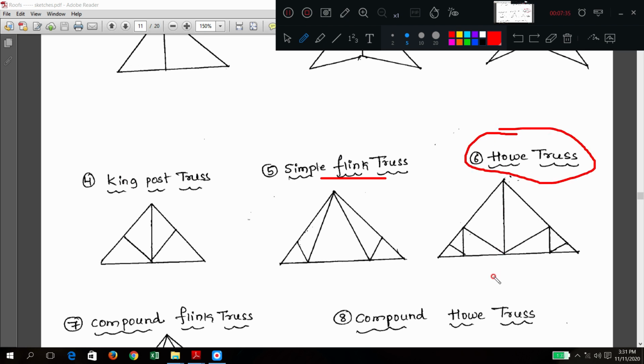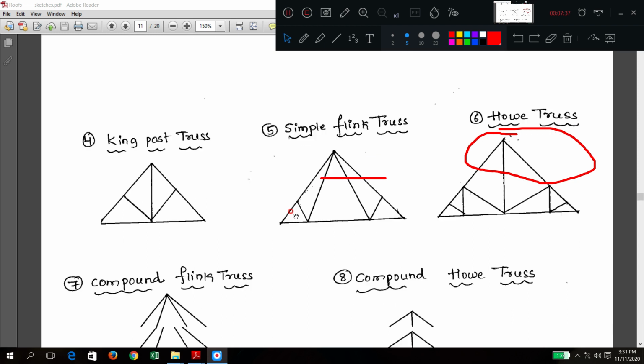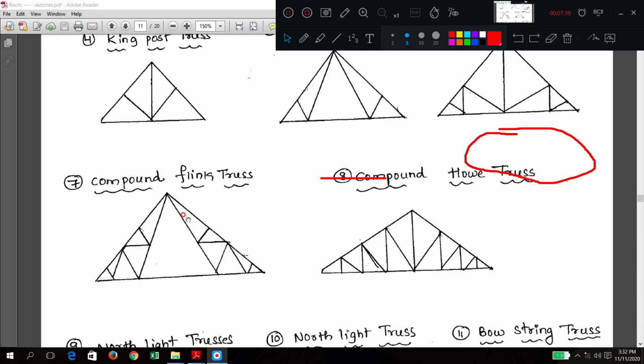So the arrangement is like this depending upon the engineering requirement. This is called a compound fink, compound howe. The members are vertical members, struts. The arrangement is like this, like this.